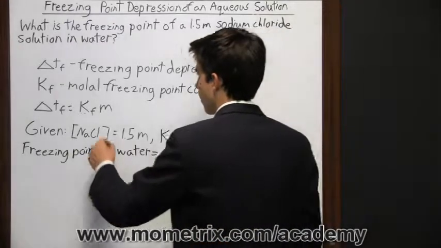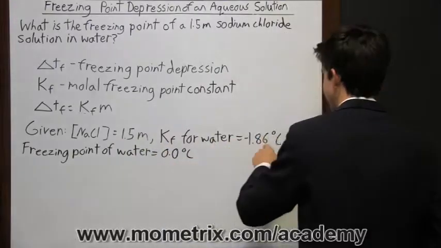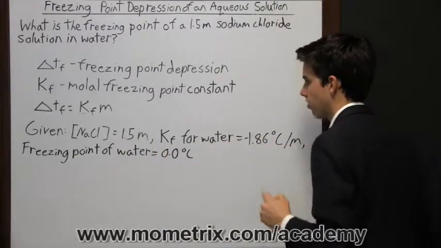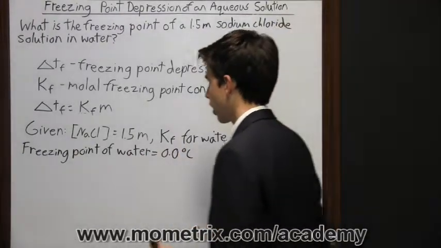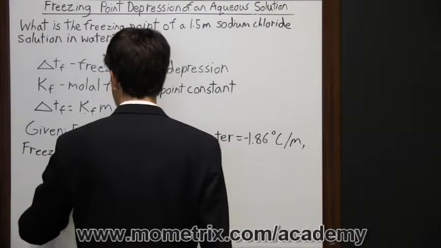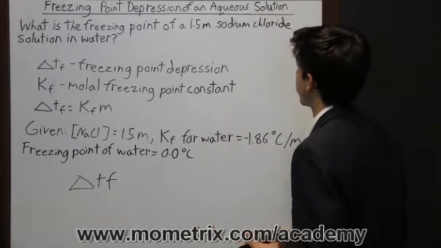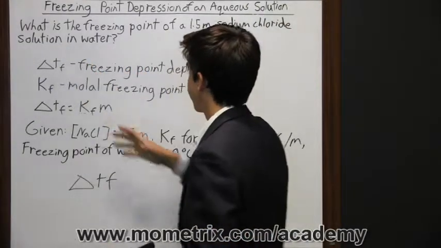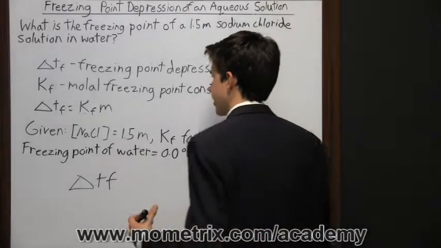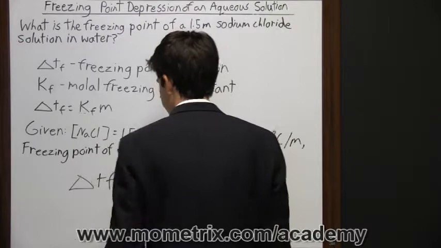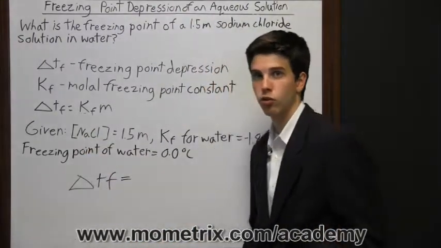So we know that the molality of sodium chloride is 1.5 molal. The Kf for water is negative 1.86 degrees Celsius over molal. And the freezing point of water is 0.0 degrees Celsius. So we can begin to plug this into our equations. What we're looking for here is the freezing point of the solution. Basically, after everything's combined, the sodium chloride and the water, we're wondering what the final freezing point is going to be. So first, though, we need to know just what the freezing point depression is, and then we'll go from there.